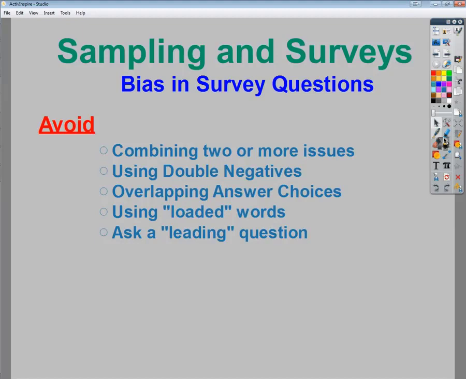And you never use loaded words, so don't use anything that shows a bias in the question. Don't presuppose things, which would be the last one. Ask leading questions. You don't want to ask questions that already assume they agree with whatever you're saying, and then they have to disagree, because it changes the mode. They're not given a choice anymore. They're doing a yes/no based on your assumption that they believe something to be true.